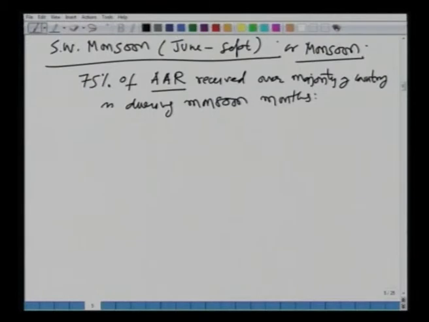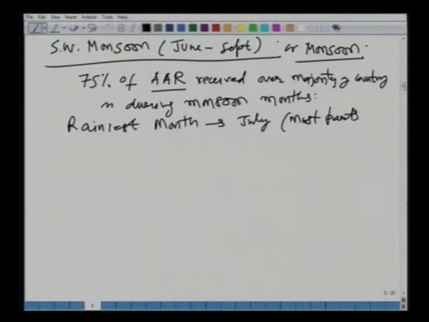So, we will not go into the details of that, but we will just look at some of these numbers. Okay. What is the rainiest month? It should be very easy for you to guess. It is July in most places or most parts of India. Okay. In July, you receive most of the rainfall out of these 4 months in most parts of the country.